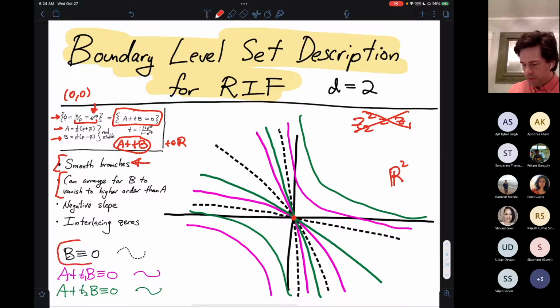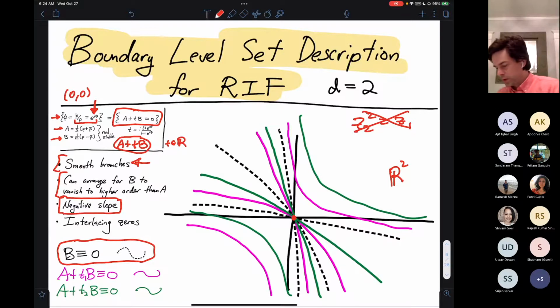And so I've drawn what the pictures usually look like. So B's level, so B equals 0, which does correspond to one of these level sets up here. I've drawn it with the dashed line. Here, B has 3 branches going through the origin. All of these branches have to have negative slope, is something that happens in these pictures. So they always have negative slope. And then the different branches, since they're level sets, they have to interlace.